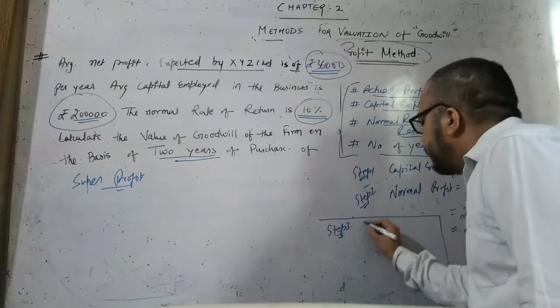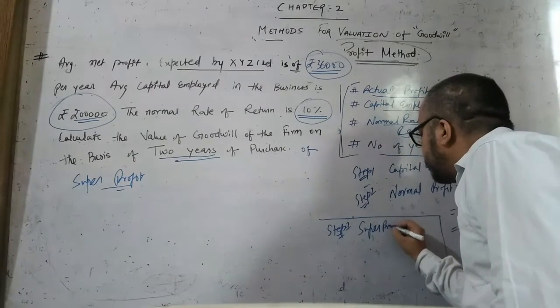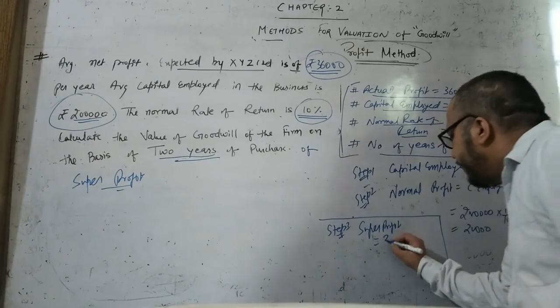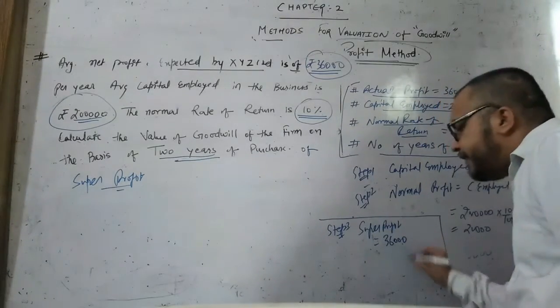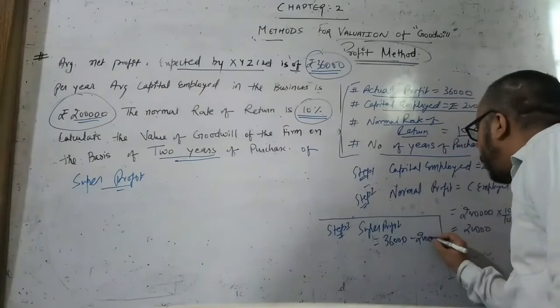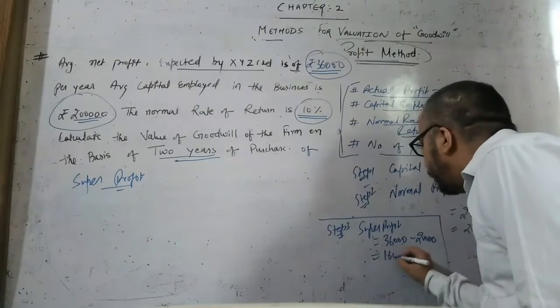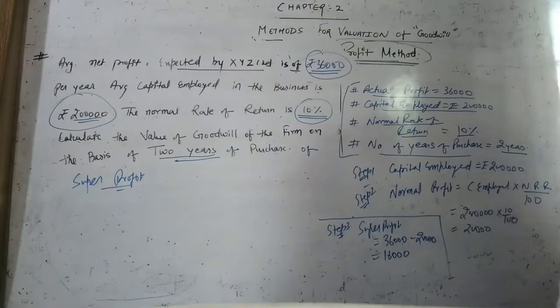Now once you know normal profit, your next step is to make computation of super profit. Step 3. Super profit means actual profit, which we are expecting that we will generate, 36,000, less normal profit, which is rupees 20,000, and the difference is super profit, which is rupees 16,000.